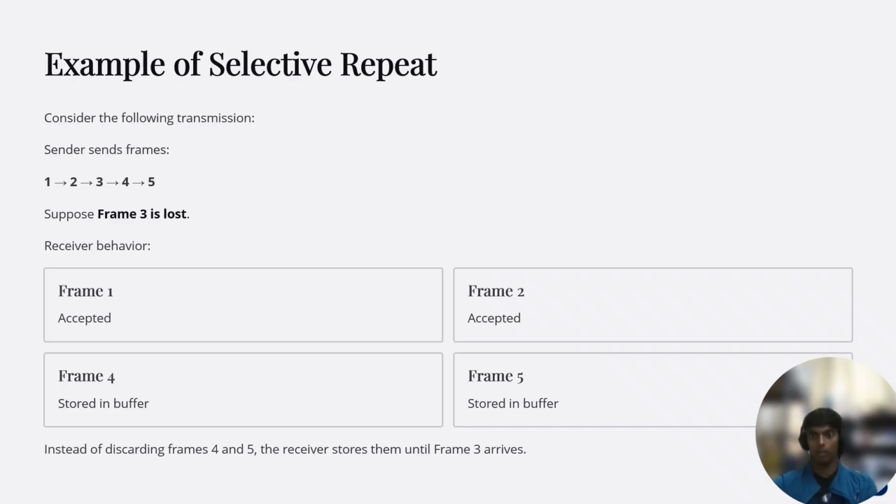Let us see an example of selective repeat. Consider the same example where the sender transmits frame 1 to 5, and suppose frame 3 is lost. The receiver receives frames 1 and 2 normally, and when frames 4 and 5 arrive, instead of discarding them, the receiver stores them in a buffer. The receiver then requests retransmission of frame 3. This allows the protocol to avoid unnecessary retransmissions.